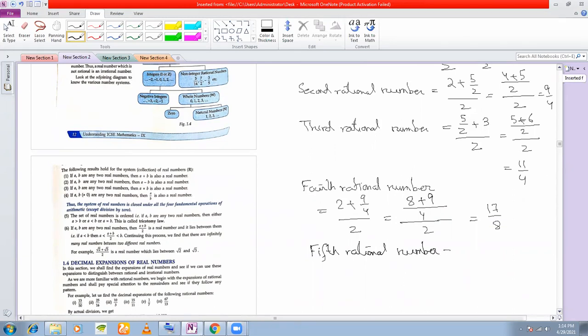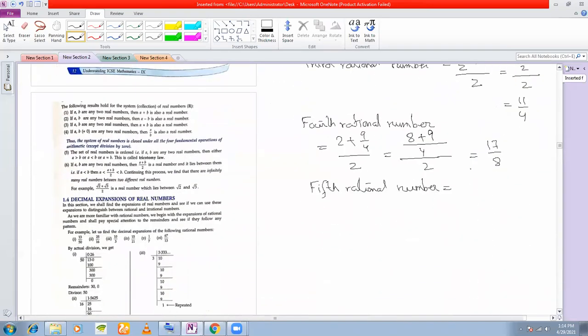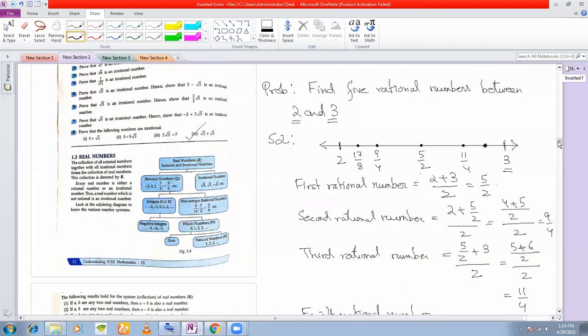Excuse me, sir. Yes, tell me. Sir, what if we do 9 by 4 plus 5 by 2 divided by 2? Yes, you can. I already told you that you can choose a point here also. You can choose a point in between here also. Any point you want. Understood? Okay, sir.